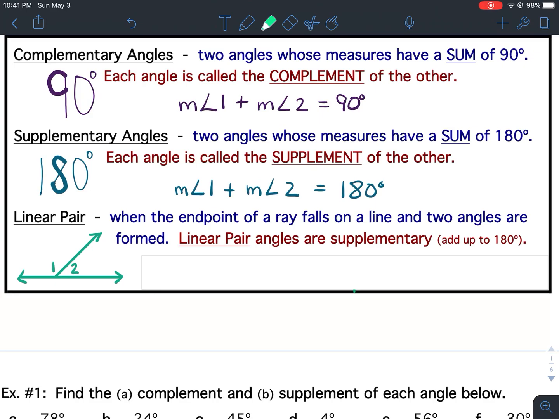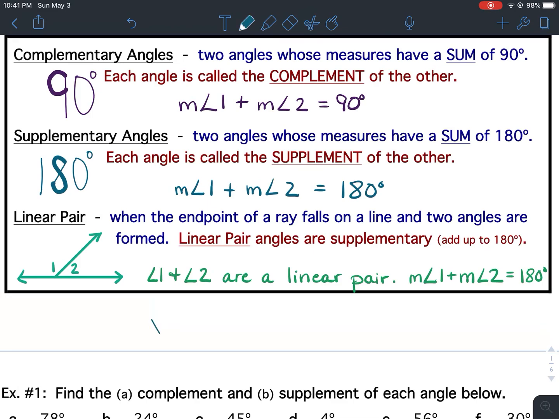Now, that straight line is 180 degrees. So if you have this ray coming off of a line, then the two angles that are formed together equal 180 degrees. Therefore, linear pair angles are supplementary. They add up to 180 degrees. So angle 1 and angle 2 are a linear pair. The measure of angle 1 plus the measure of angle 2 equals 180 degrees. So linear pairs are formed when the endpoint of a ray falls on a straight line.